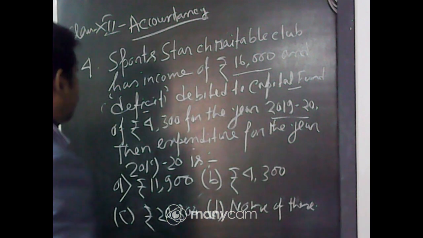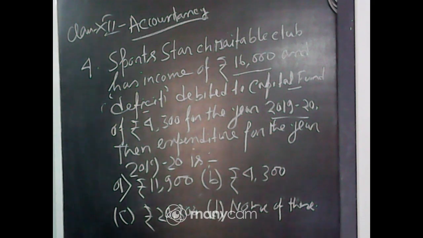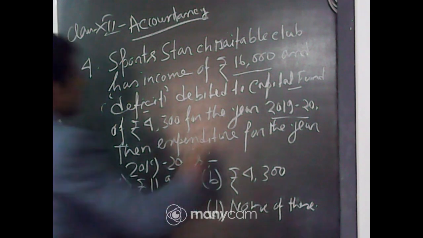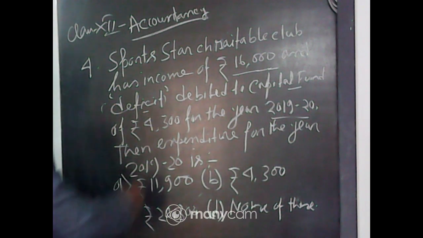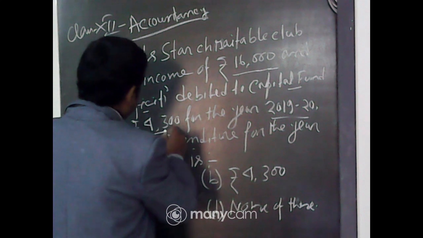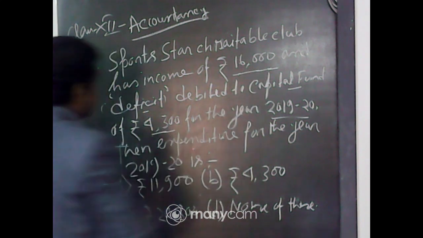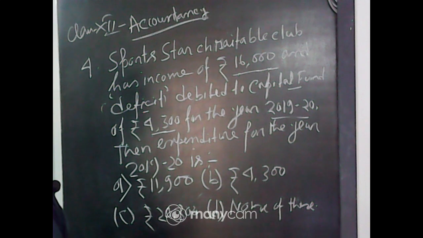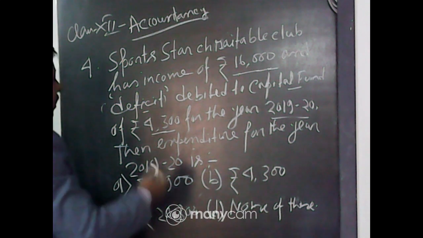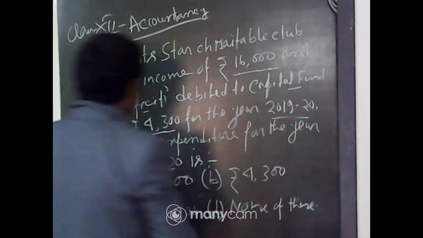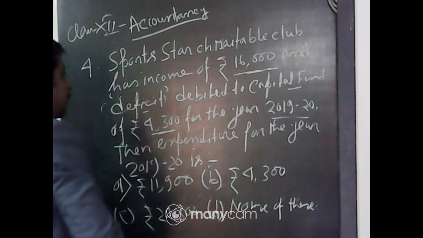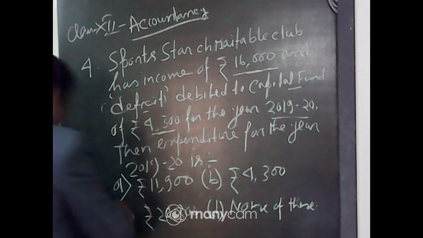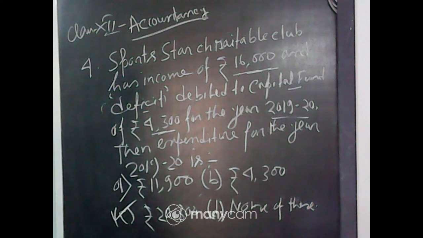Okay. So what is the total expenditure they asked you? Now here see that though there is an income of 16,000, but at the end of the year there is still a deficit. How will the deficit come? After overcoming the income, so expenditure is definitely more. So the total expenditure they actually made is 16,000 plus 4,300, that is 20,300. So this number C will be the right answer.